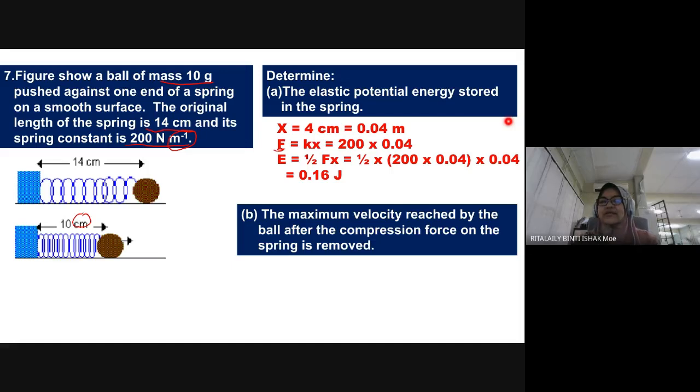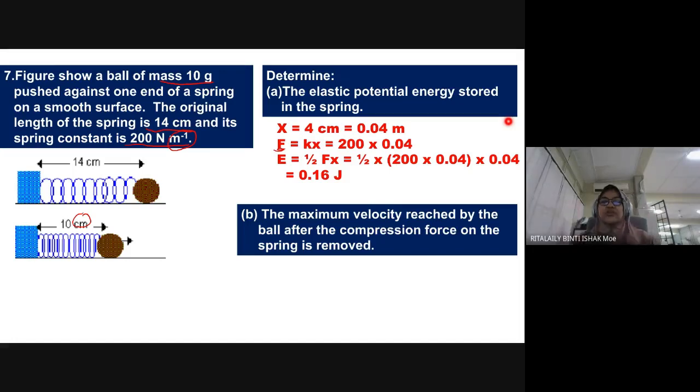Law of conservation. Sebab form 4 kita tak belajar energy dah. Sebab tadi ajar masa menengah rendah. So dalam menengah rendah kita ada law of conservation of energy. Energy cannot be created or destroyed. It can be transformed from another form to another.